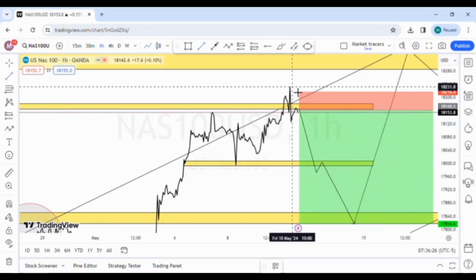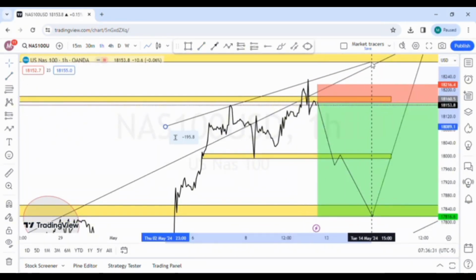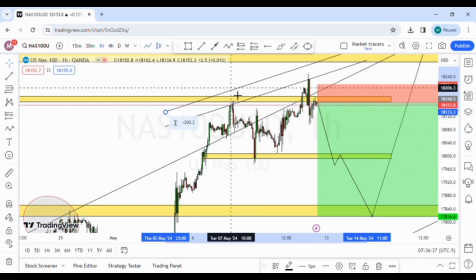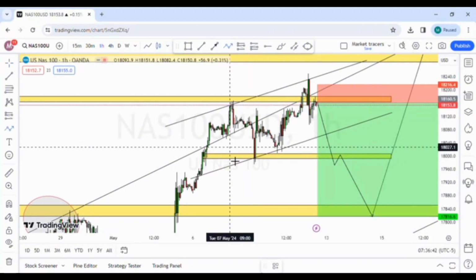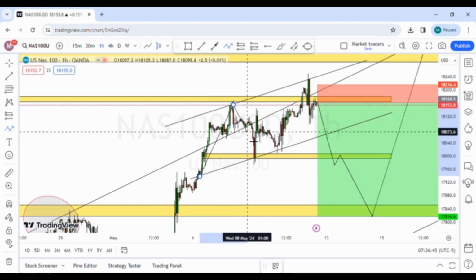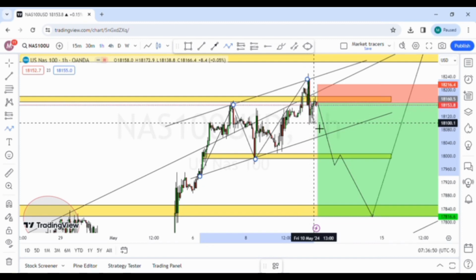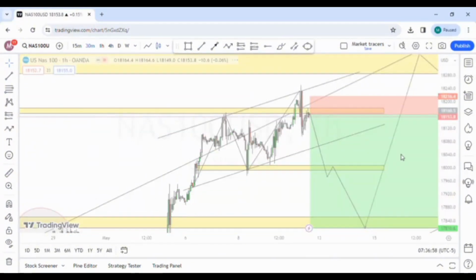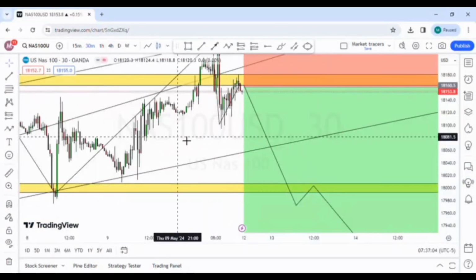I also saw these highs the market printed for me. From here, the market moved to the upside, rejected to the downside, moved again to the upside, broke out, and retested. Now I'm expecting sellers to push the market to the downside. Even if we go to our 30 minutes time frame, that's the same thing, guys.